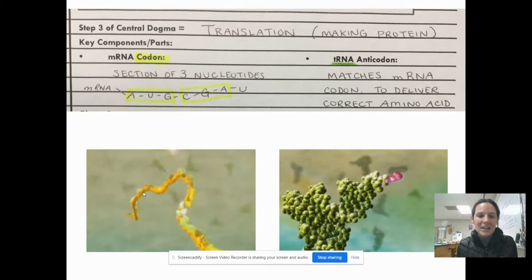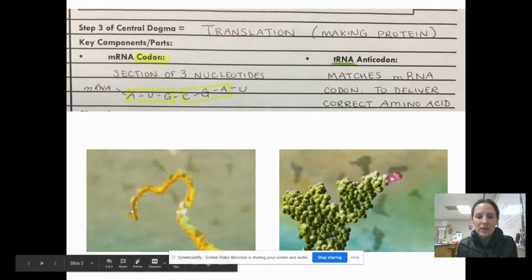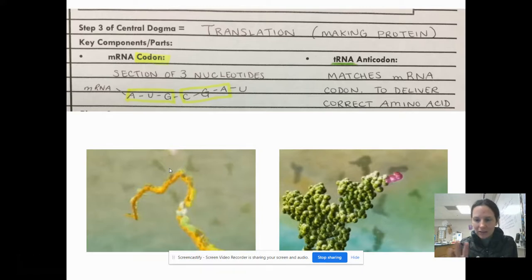But codon. So codon is 3 letters at a time. So when we look at this chain of mRNA, I can't really highlight on here, but you would be looking at 3 of these little letters at one time. So up here, 3 letters at a time, AUG, GCA, and then you'd look at the next section of 3, and each chunk is called a codon.